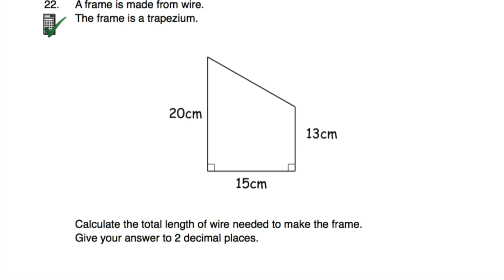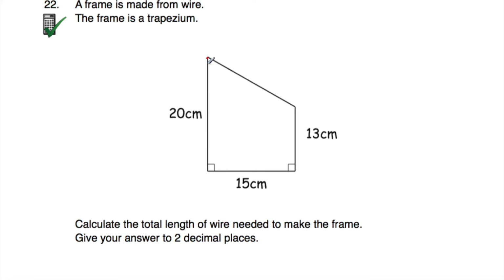So question number 22. Question number 22 says a frame is made from wire. So we've got this frame made from wire. The frame is a trapezium, and you can see it's a trapezium because this is a right angle and this is a right angle. So the left hand side and the right hand side are parallel to each other, and it's a quadrilateral, so that's a trapezium. And we've been asked to calculate the total length of wire needed to make the frame.